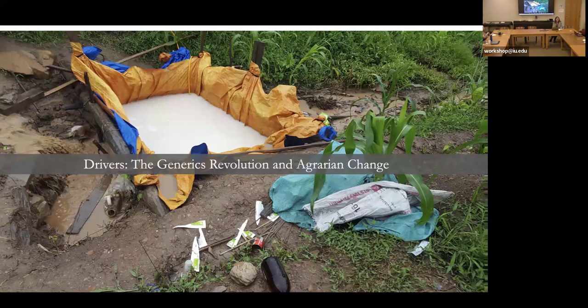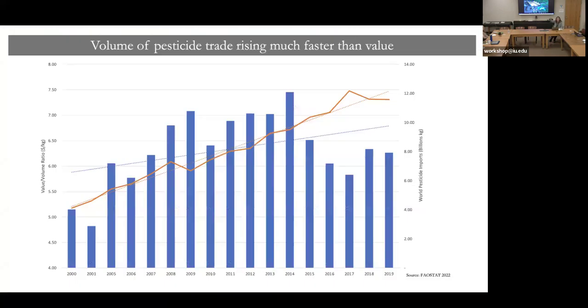Pesticides have gotten a lot cheaper in most of the world over the last 15 to 20 years because of a really radical shift to generics. And a generic pesticide can be an order of magnitude cheaper than its patented counterpart. So for a very long time, trade value in pesticides was a pretty good proxy for what's being used in the world. Okay. Value of the trade, up, pesticide use, up. That relationship between value and volume pretty well collapsed about a decade ago. Volume was way up, value's flat.